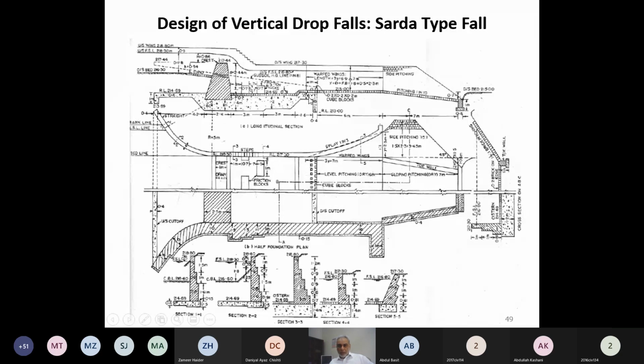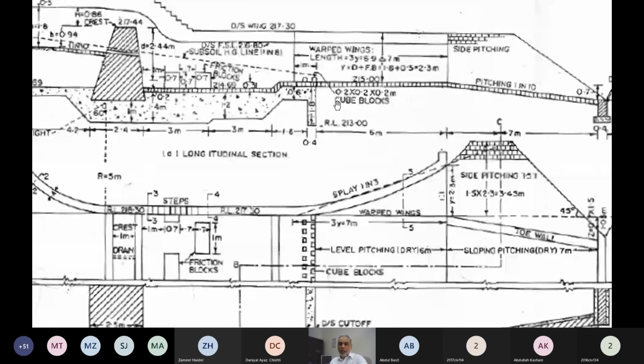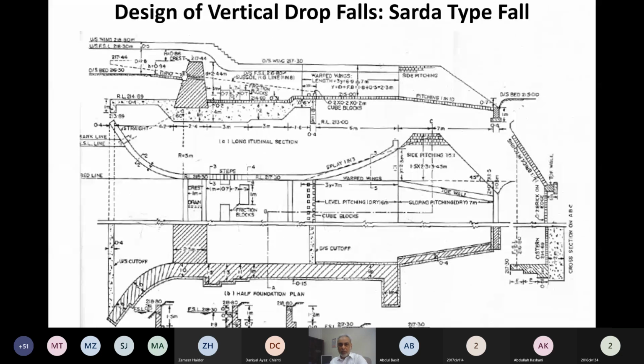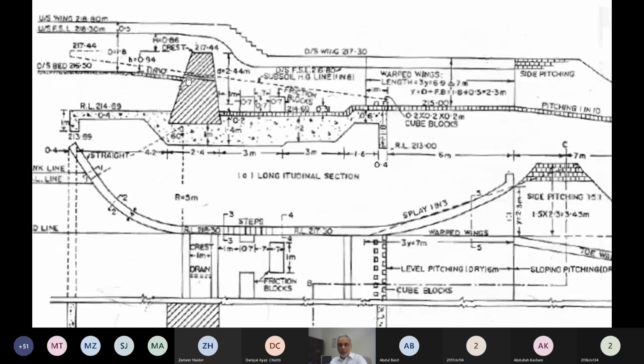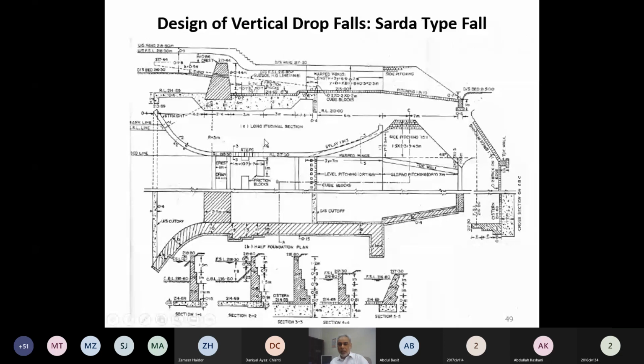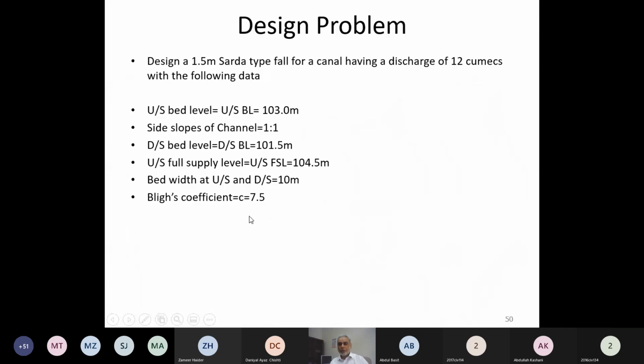In addition to these, cube blocks will be provided in the Sarda type of fall with a height of 0.2 meter, 0.2 meter width, and 0.2 meter depth to dissipate any excessive energy available over there. In addition, some weep holes will be provided over here, so that if any standing water is there, that is drained out. Holes will be provided over here. So that is how, and then we prepare a drawing, and this drawing is given to the field to construct it as per drawing.